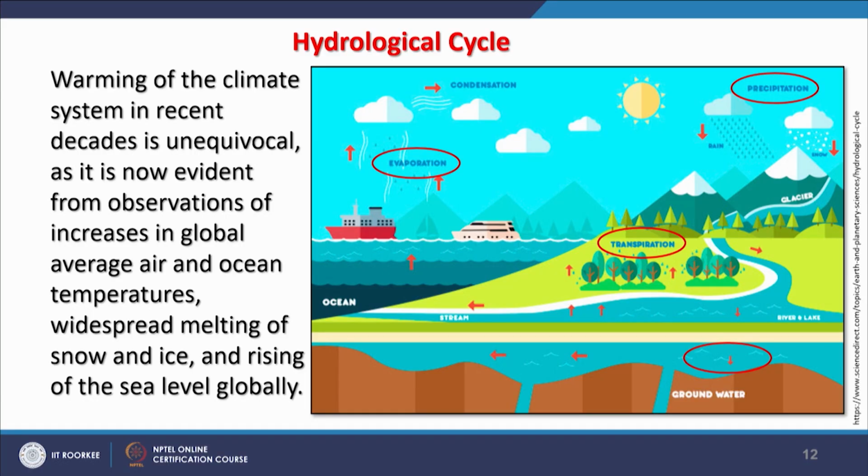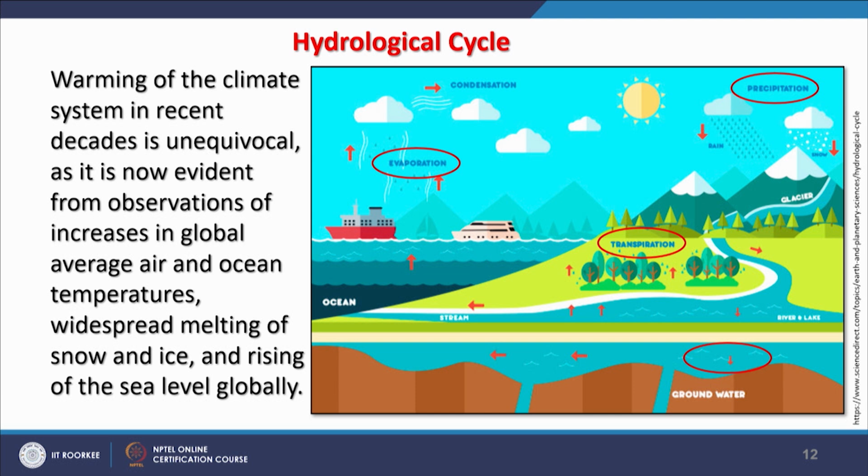Because of high temperature due to global warming, the warming of the climate system in recent decades is unequivocal, and it is now evident from observations of increases in global average air and ocean temperatures. So, not only is the land surface temperature increasing, but simultaneously ocean water temperature, sea water temperature, is also changing, and all this will lead to higher evaporation losses.